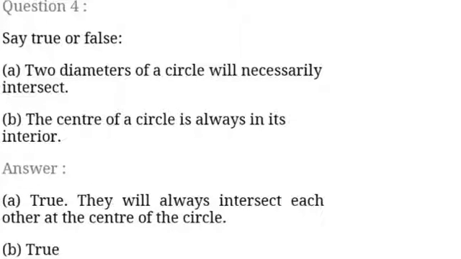Next is question number 4. We have to find true or false for the given statements. Two diameters of a circle will necessarily intersect. Definitely all the diameters go through one common point, which is the center, because every diameter has that point on it. So yes, the intersection point is the center of the circle. So we are saying true. They will always intersect each other at the center of the circle.